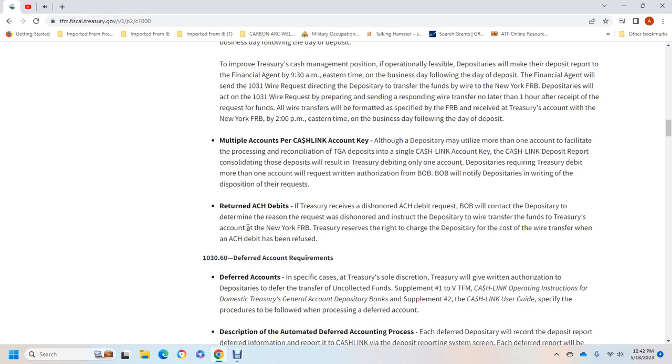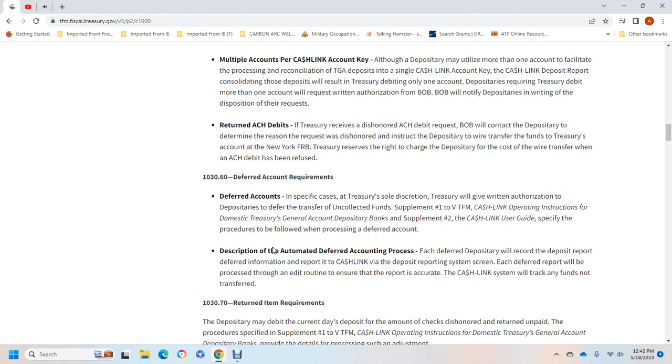Returned automatic clearinghouse debits. If the Treasury receives a dishonored automatic clearinghouse debit request, the BOB will contact the depository to determine the reason the request was dishonored and instruct the depository to wire transfer funds to the Treasury account at the New York Federal Reserve Bank. Treasury reserves the right to charge the depository a cutoff wire transfer fee when an automatic clearinghouse debit has been refused.